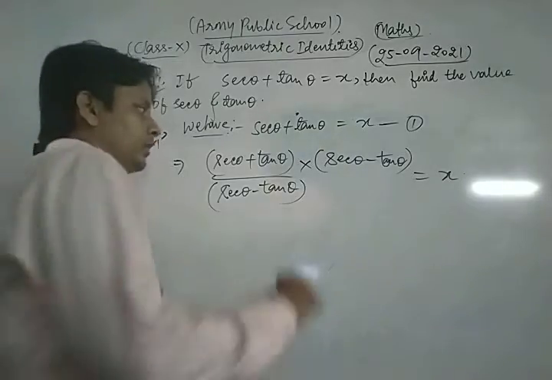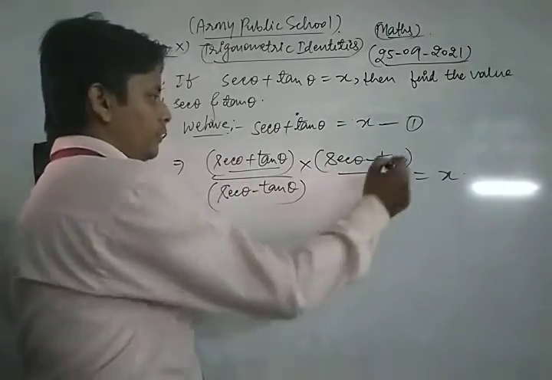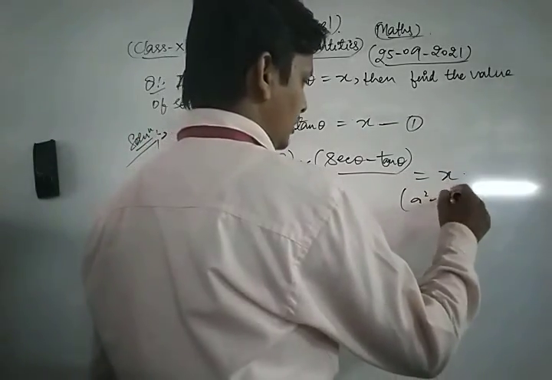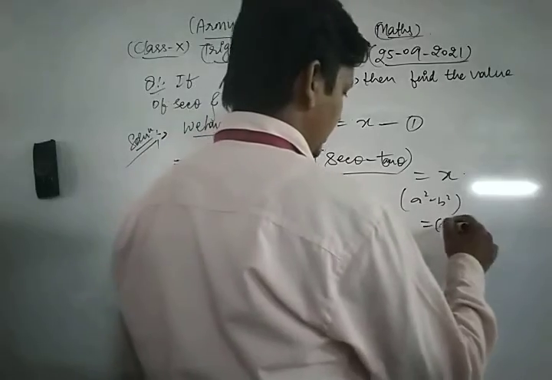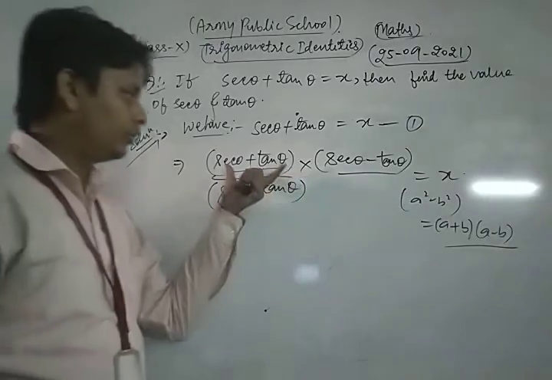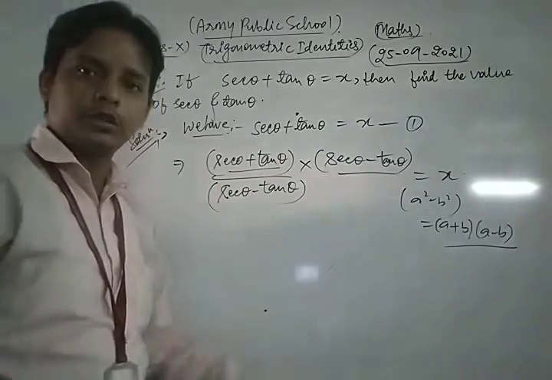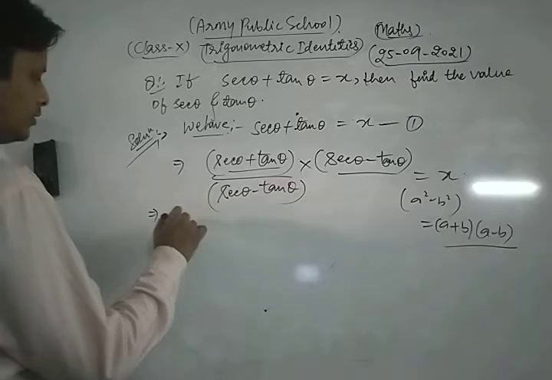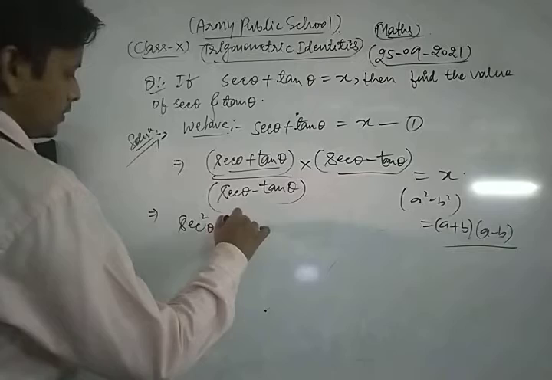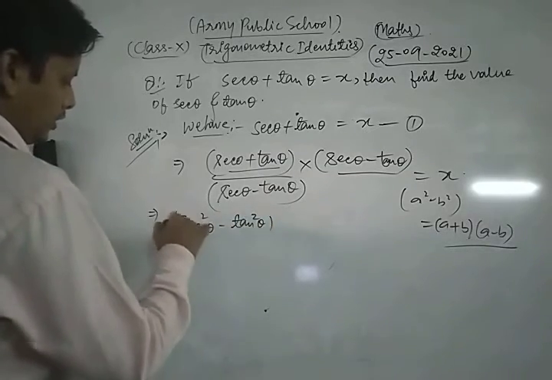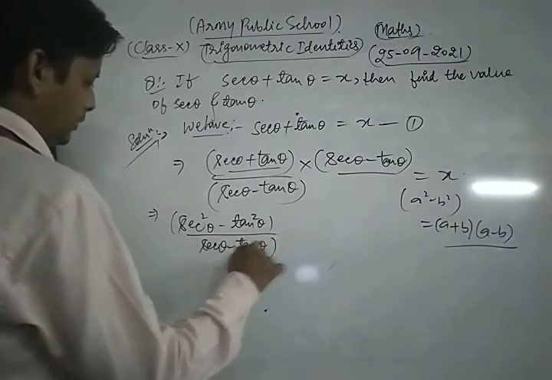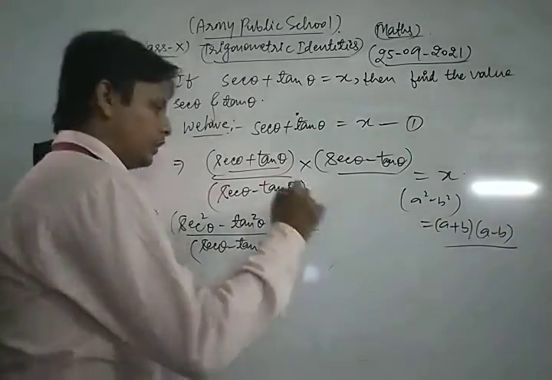Now look here. This is the form of a plus b and this is the form of a minus b. So this is the identity: you know that a square minus b square is what? This is a plus b into a minus b. So here we write this is the a plus b and this is a minus b. So we can write a square minus b square upon sec theta minus tan theta, as it is equal to x.